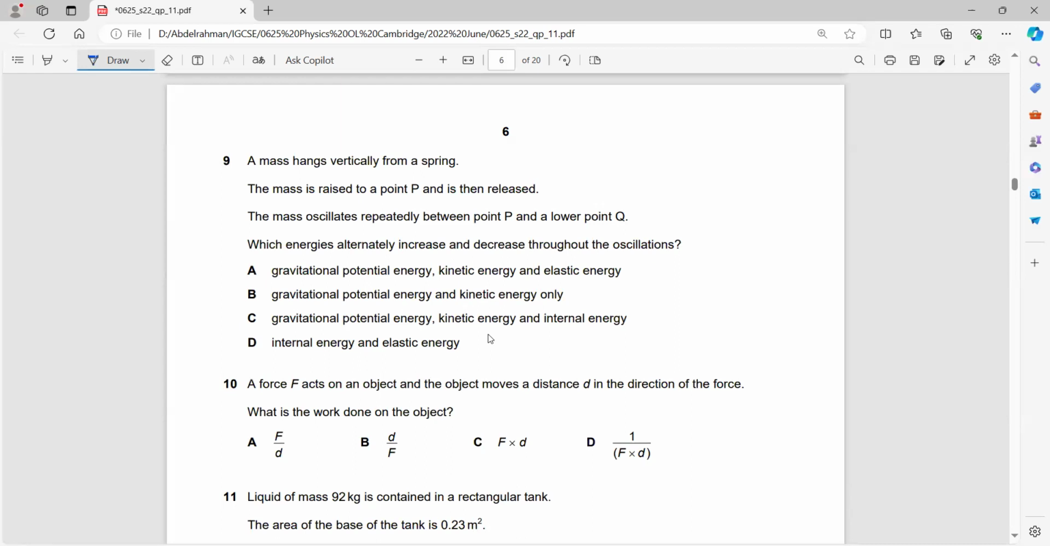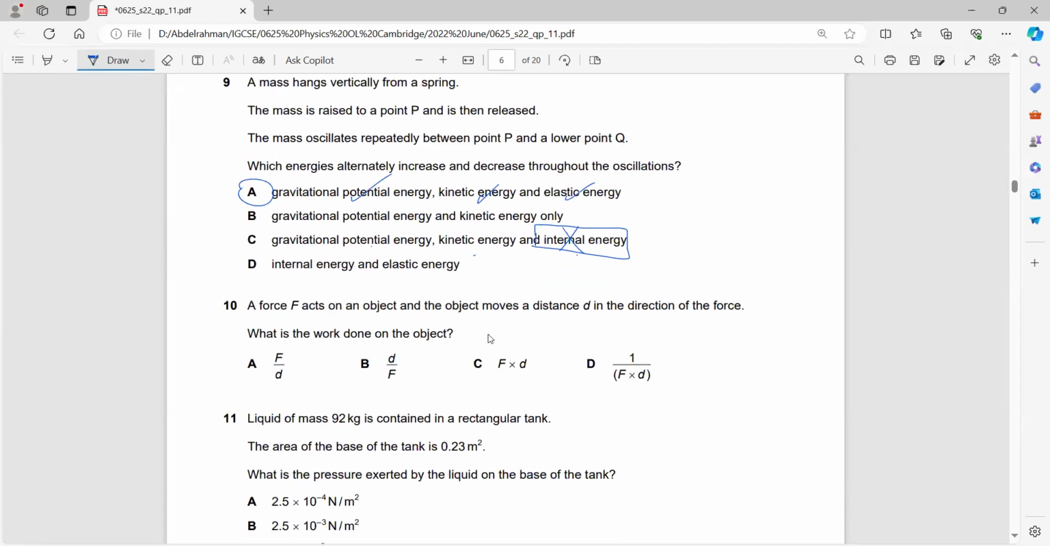GPE, yes. Kinetic energy, yes. And elastic. Here C, gravitational, kinetic, and internal energy. No, the total internal energy actually remains constant. Total internal energy remains constant. Gravitational potential energy increases and decreases, kinetic energy increases and decreases, and elastic also increases and decreases.